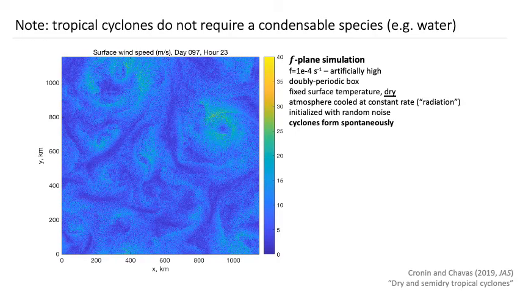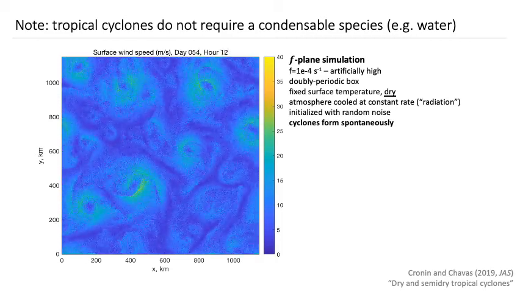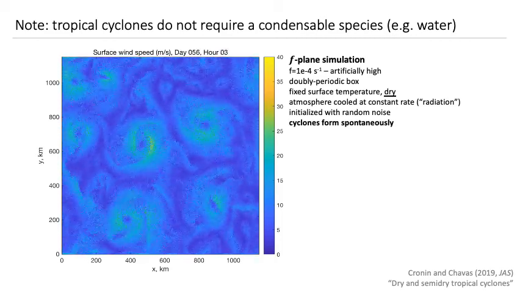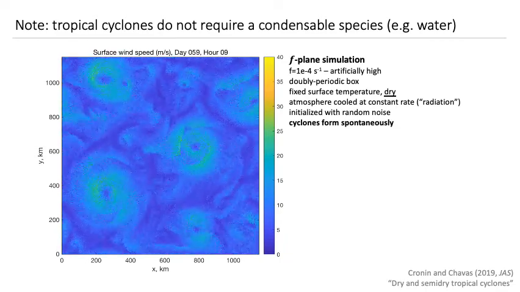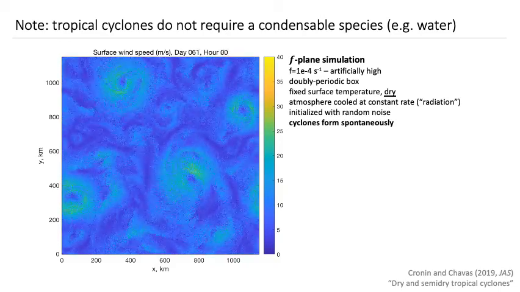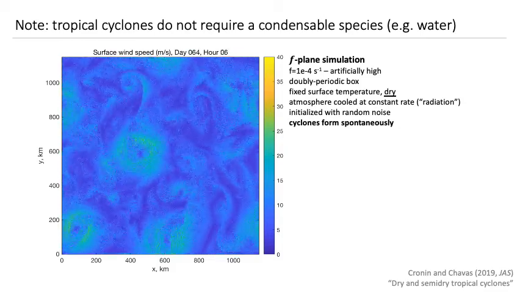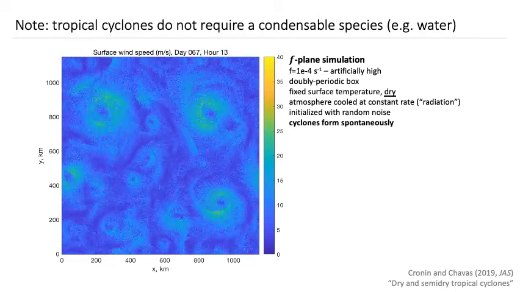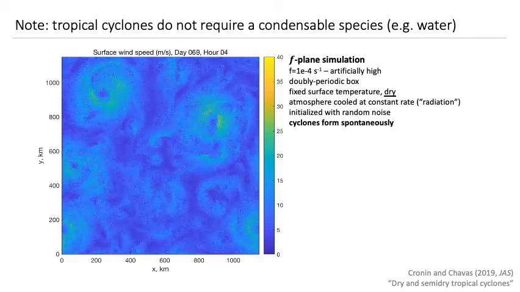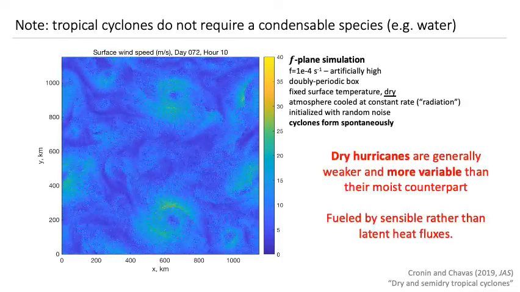And with an atmosphere that's just cooled at a constant rate. So it's meant to mimic a very simplified form of radiative cooling of the atmosphere. And that's initialized with random noise. And then in this world, cyclones form spontaneously. And so what you're seeing here, what's colored, is the wind speed near the surface. So you can get a sense of this rotating circulation with these systems. There's a bunch of little vortices in here. And I'll note that fixing the surface temperature basically acts like a constant heating from the sun, if you will. And so these are dry hurricanes.